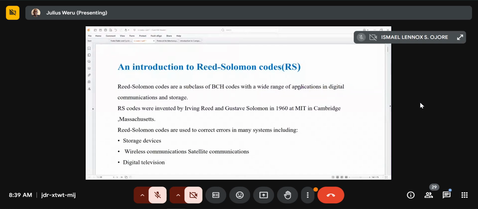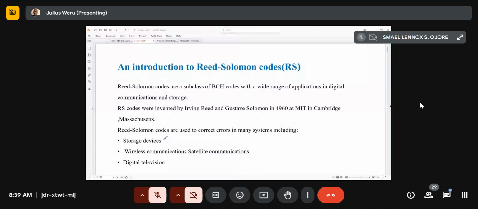These were invented in the 60s. That's why they are called Reed-Solomon codes, by these two guys, Irving Reed and Gustave Solomon at MIT in 1960. Fairly new. Some of the things we're learning were invented in the 15th, 16th century. This is just last century, 20th century. So Reed-Solomon codes are used to correct errors in many systems, storage devices.